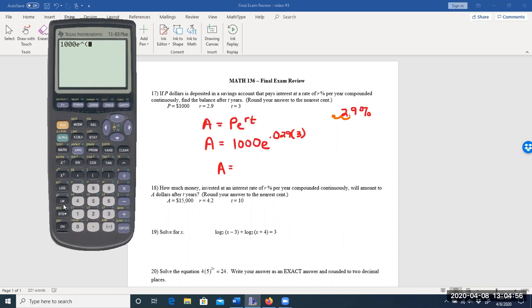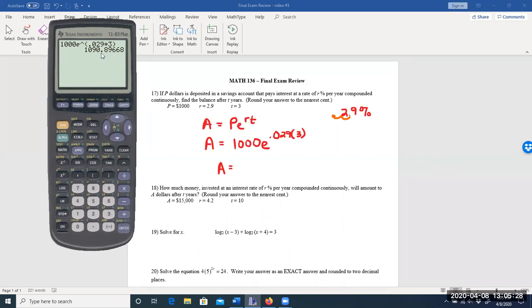For this calculator, I have this LN button. If I hit my yellow second button and then hit that button, it'll raise E to a power. Inside there, I'm going to take 0.029 and multiply times 3. Close my parentheses there, and it looks like I would have $1,090 and 90 cents.